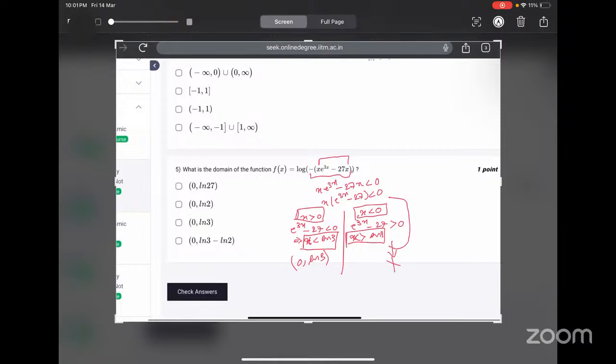Ma'am, the term inside the log should be positive, right? Because for exponential a to the power of x, a should always be positive. That's the reason. So the domain of the logarithmic function is positive, 0 to infinity. So whatever we are taking, the inner function should be positive whenever we are applying log. Since negative is there, e to the power of 3x minus 27 has to be less than 0. Only then the whole term will become positive. Yes, correct.